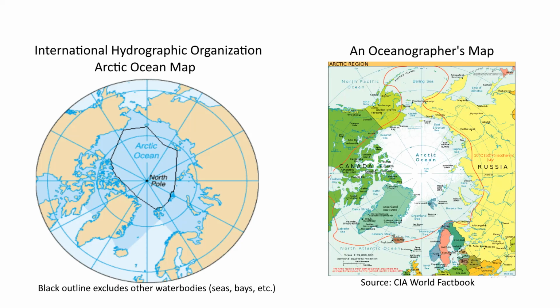The second way of defining the Arctic Ocean that I want to bring your attention to is this oceanographer's map, which is based on the actual physical properties in the ocean. In this case, it's based on the average temperature in July, with the red line being where the water is always less than 10 degrees Celsius. This is important to us because this shows that the water inside the Arctic Ocean is distinct from the Atlantic Ocean, distinct from the Pacific Ocean, and actually gives a justification of why the Arctic Ocean is an ocean.